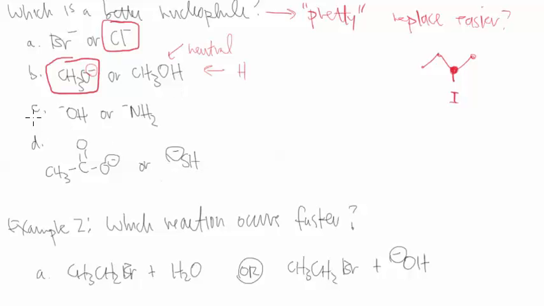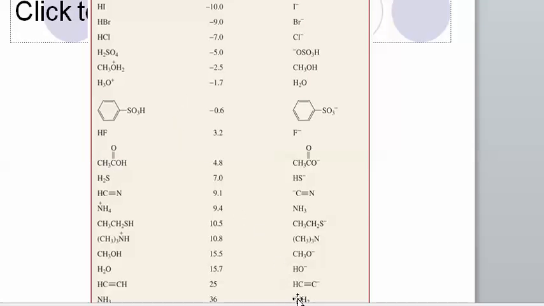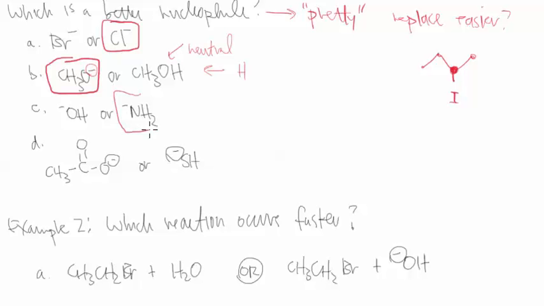Okay, if I take a look at C, OH minus or NH2, well, this one should be very easy as well. I should not need a chart for this one either. We said that NH2 is Miss America of the bunch. It will replace anything at all. If I look on the chart, NH2 is down here at the very bottom, and OH is above it. So that means NH2 is prettier, and it will replace anything else that's above it. For that reason, NH2 is going to be a better nucleophile.